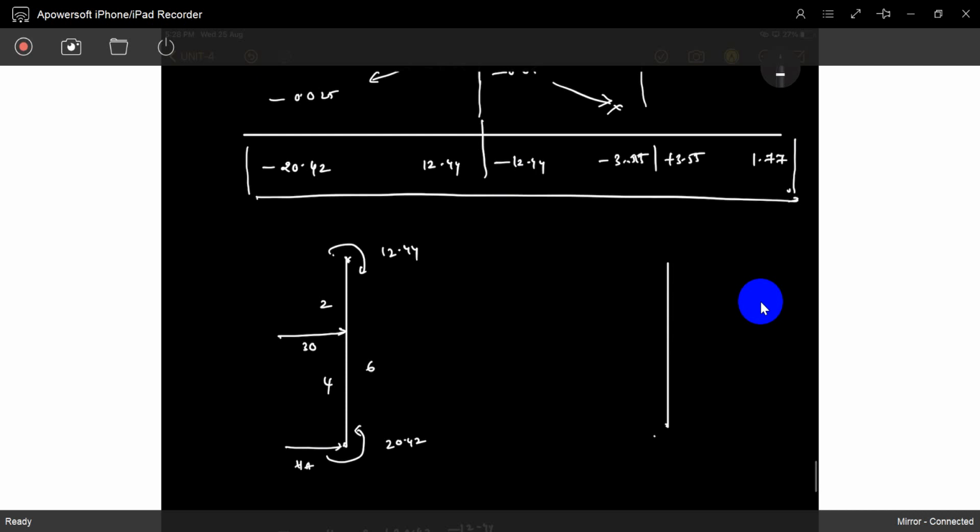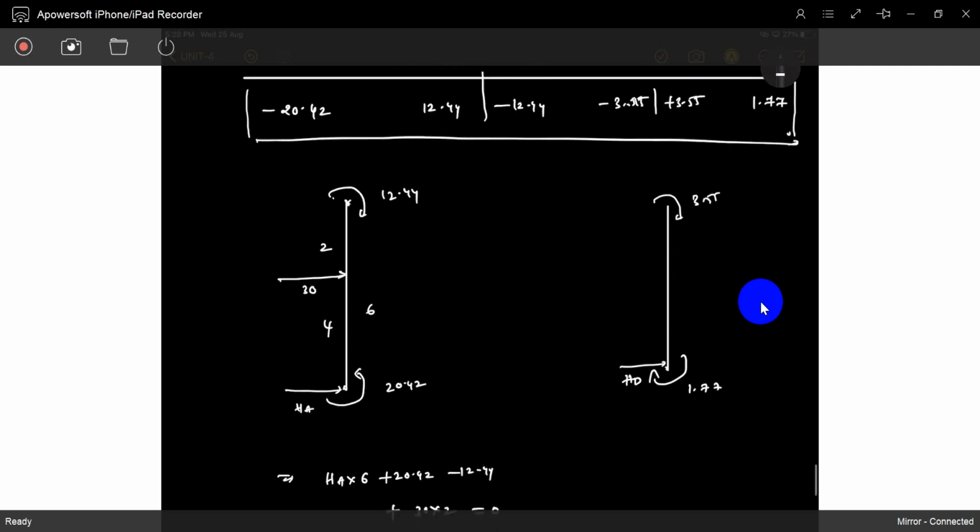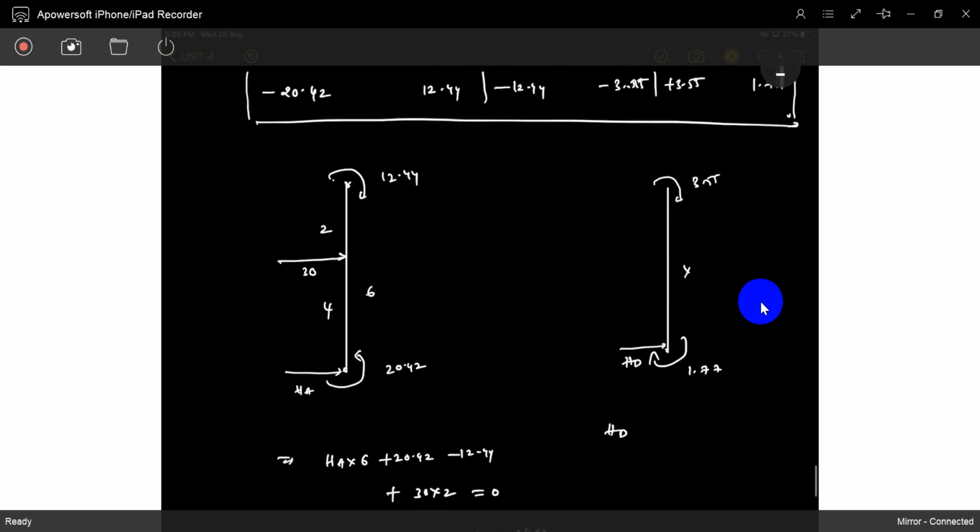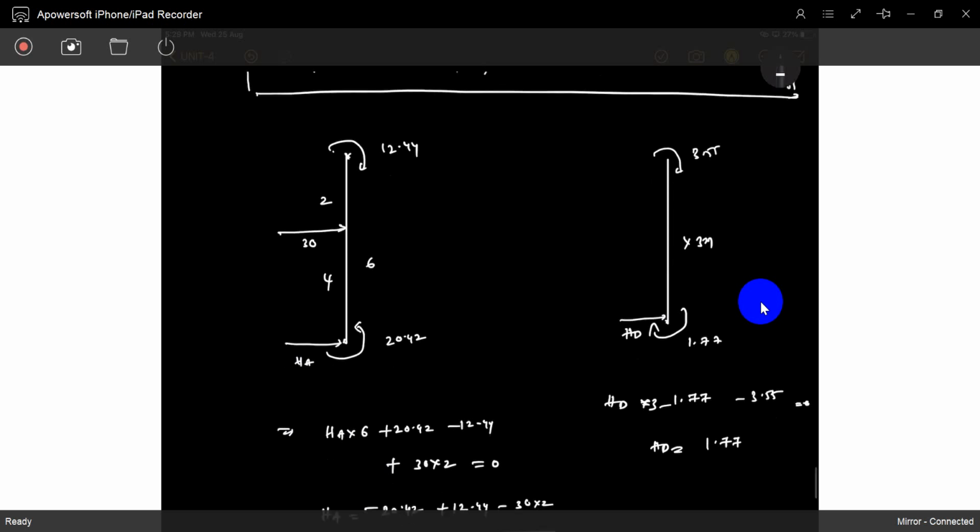So this is a plus 1.77. It's a plus 3.55. It's HD. Now you can write HD. It's 3 meters. Okay. HD, you will get it 1.77 HD into 3 minus of 3.55 is equal to 0. HD you will get it 1.77. HD is also you will get 1.73.